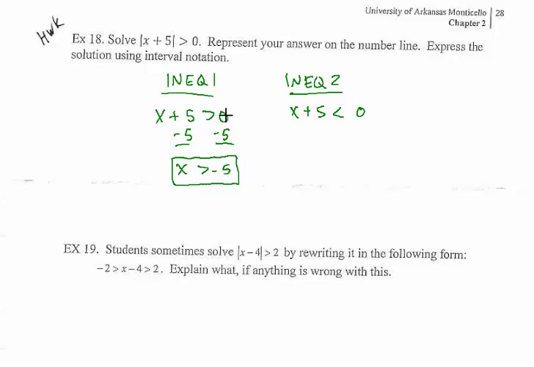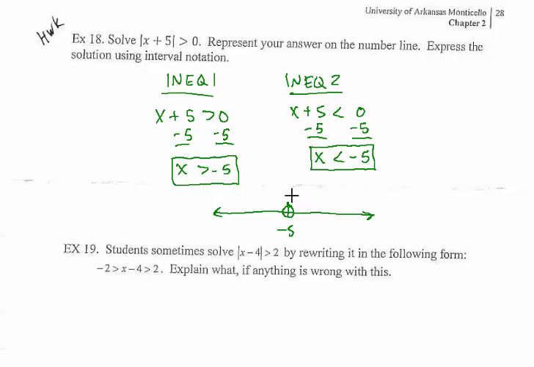X is greater than a negative 5 on one hand, and then the second half of our solution, x is less than a negative 5. And so notice in each one that we do not have the equal to bar. So x itself cannot be negative 5, but it can be bigger or smaller. What that's going to look like on the number line is we're going to have negative 5 with an open dot, and then from there we shade to the left and the right.